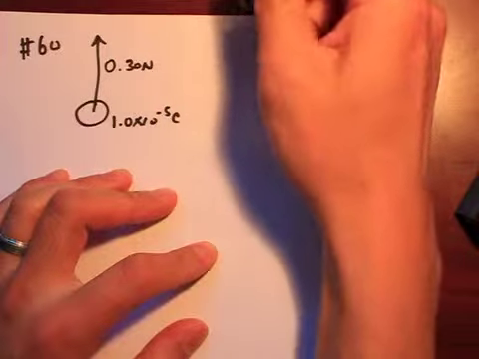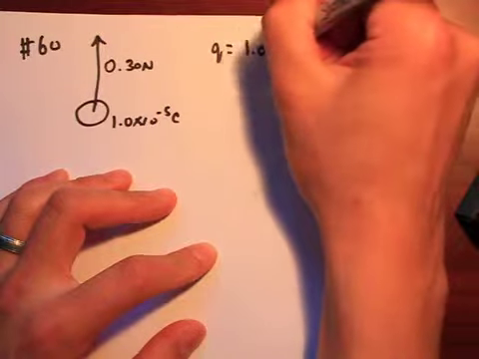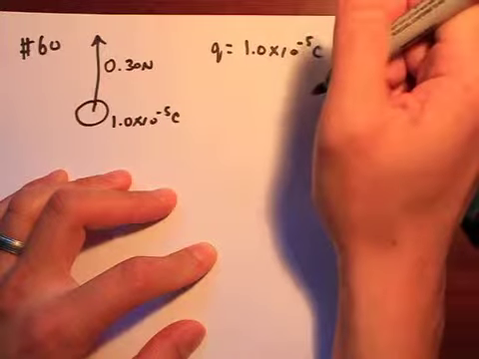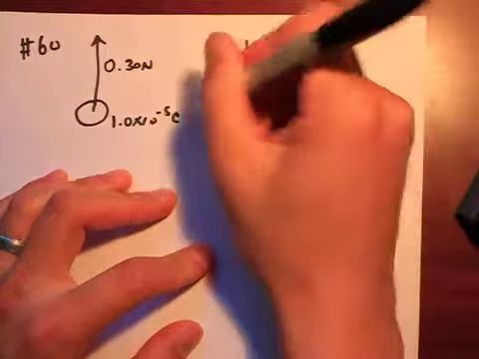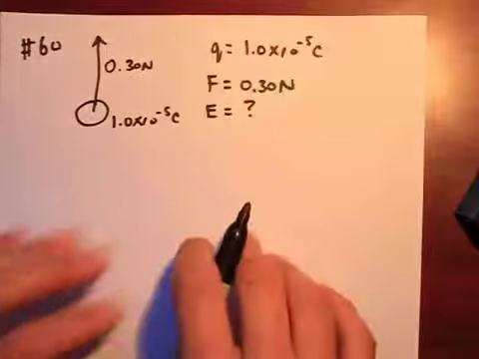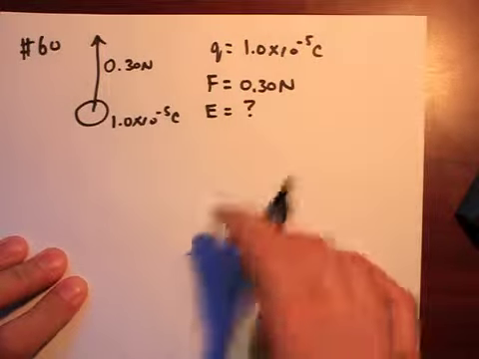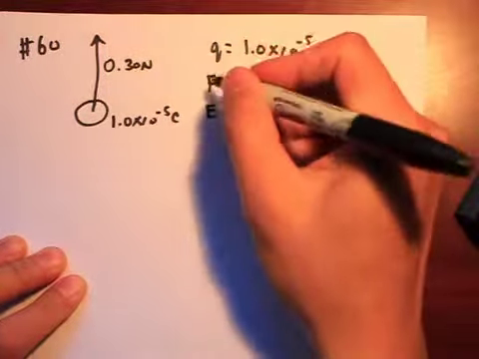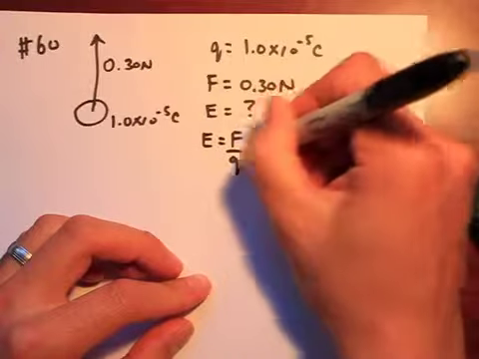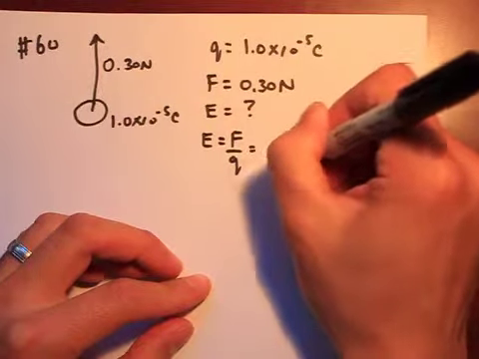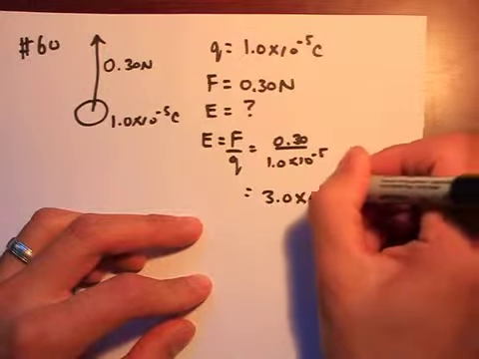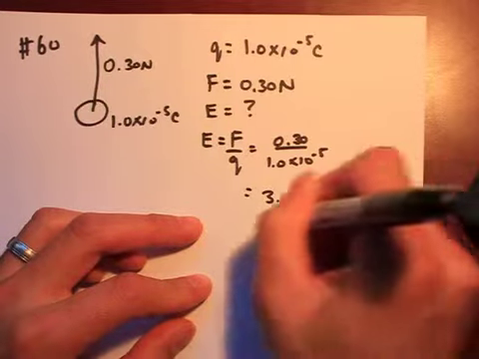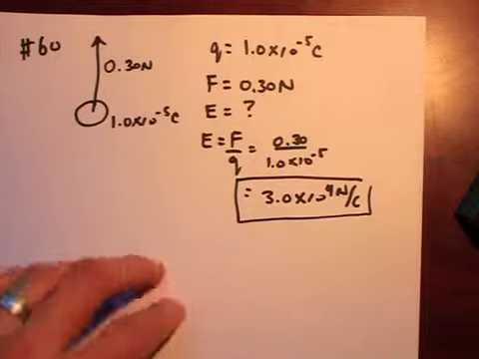So you're given a positive point charge, so point charge is your Q, 1.0 times 10 to negative 5 coulombs, and it experiences a force of 0.3 newtons. You're asked for the electric field. Basically it's all given to you. You have your Q, you have your force, and you have your electric field. So you're going to use this formula, plug these numbers in, and then you're going to get a final answer of 3.0 times 10 to the 4 newton per coulomb. So that is your answer.